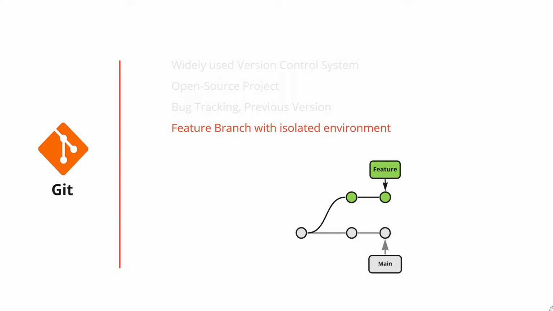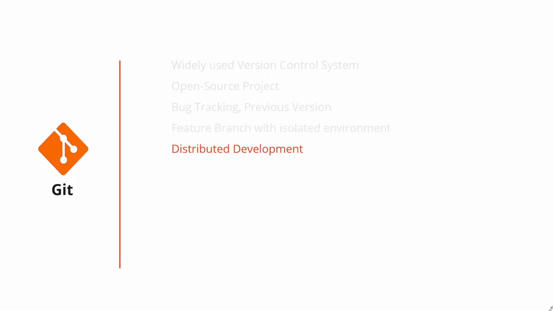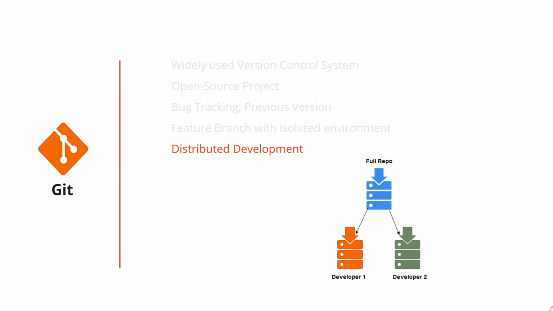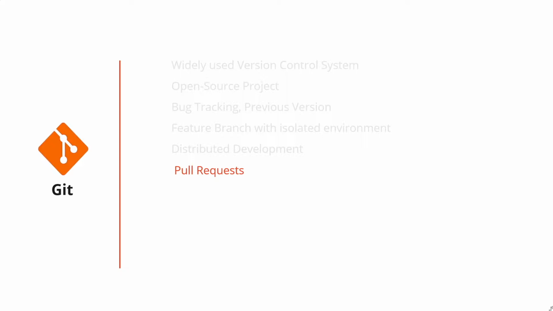This ensures that the main branch always contains production quality code and we don't have to mess with the live production code. Each developer gets their own local repository that is full of history of commits. So this distributed development creates a more reliable environment. It also allows pull requests.